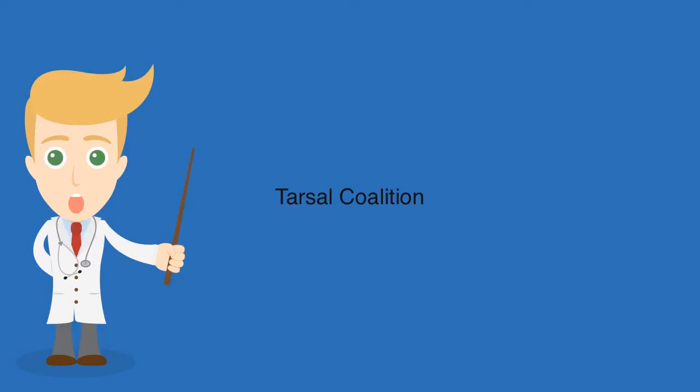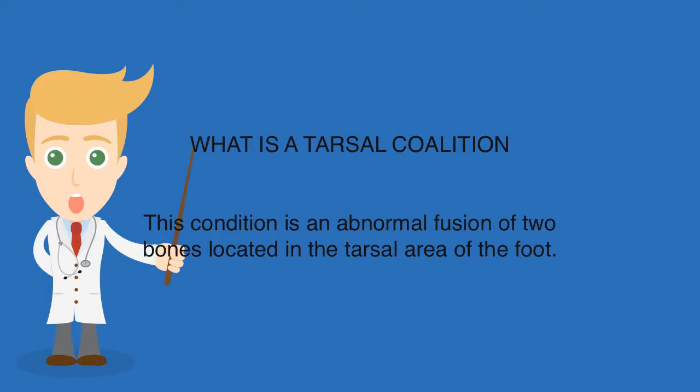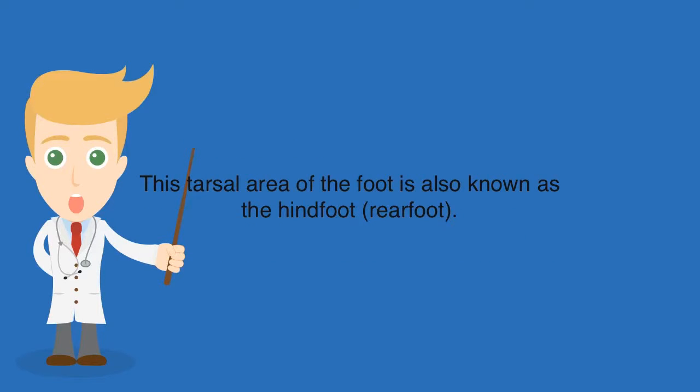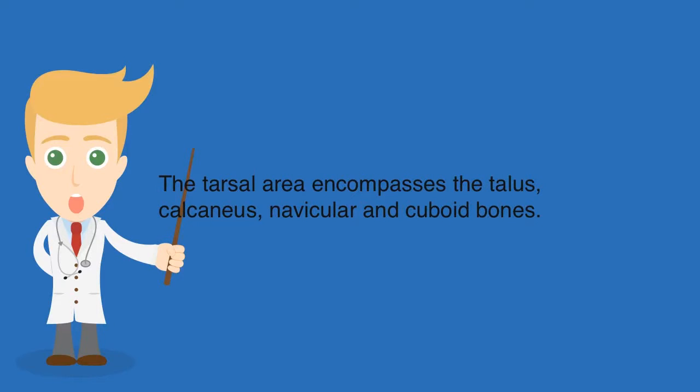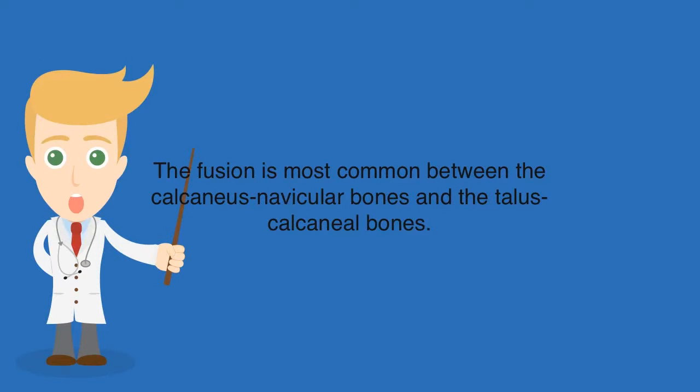Tarsal Coalition. What is a tarsal coalition? This condition is an abnormal fusion of two bones located in the tarsal area of the foot. This tarsal area of the foot is also known as the hind foot, rear foot. The tarsal area encompasses the talus, calcaneus, navicular, and cuboid bones. The fusion is most common between the calcaneus navicular bones and the talus calcaneal bones.